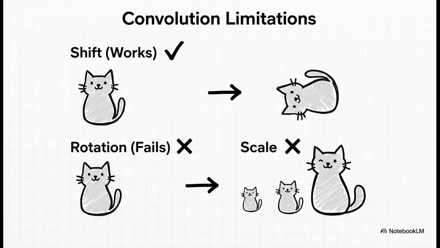But it's not a perfect silver bullet. Convolution is amazing at handling things moving around, left, right, up, down. But it gets really confused by changes in scale or rotation. It doesn't automatically know what to do if an object gets bigger or smaller or turns on its side. To a simple convolutional filter, a picture of a cat sitting up and a cat lying sideways are 2 totally different things. So yeah, we're going to need another tool for that.